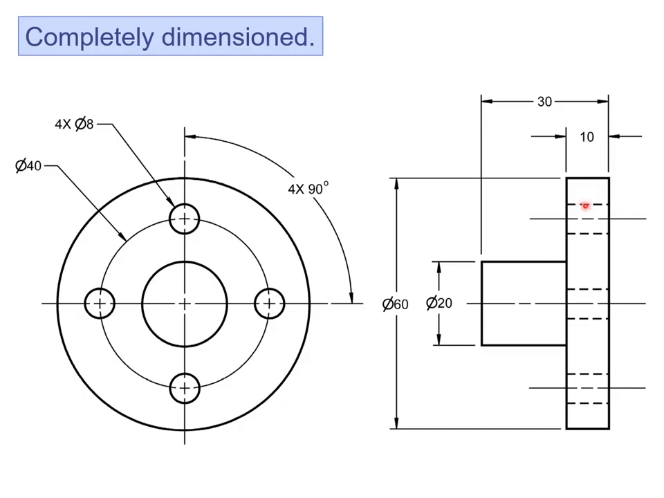Again, avoid dimensioning hidden features. Notice we're not dimensioning the hidden features here, which represent the holes. We do it in the view where it's shown as physical items. Next slide.